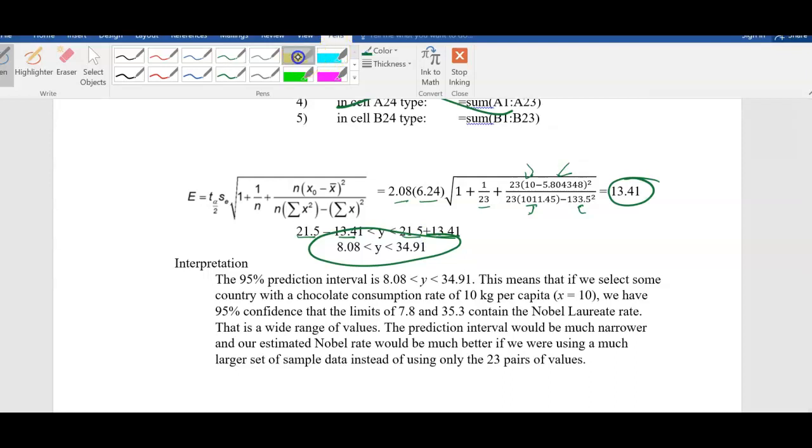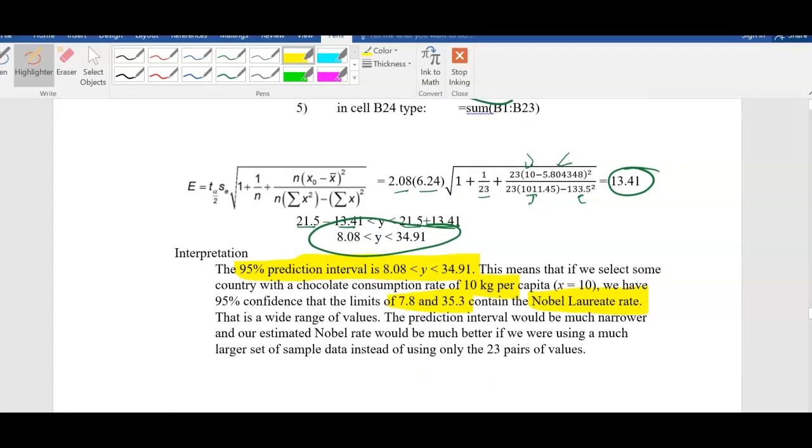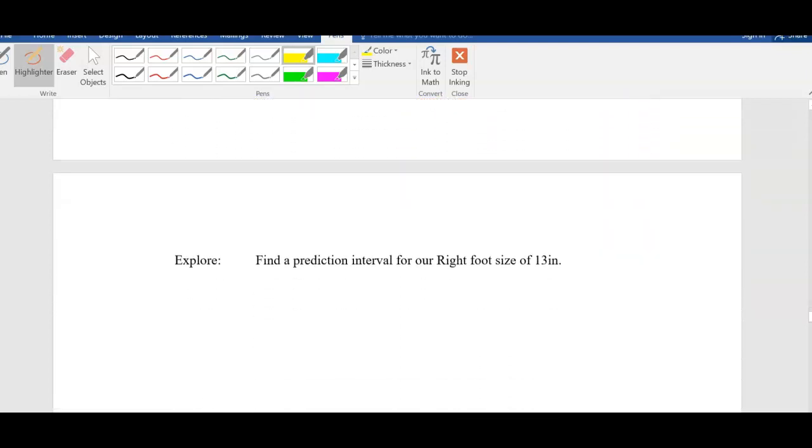So when we look at this, we interpret it as a 95% prediction interval of 8.8 to 34.9. If we select some country with a chocolate consumption rate of 10 per capita, we should have 7.8 to 35.3 Nobel Prize winners. It's a wide range. It's not a very good prediction estimator. If we got more data, that would help, or if our data was a little better, that would probably help.